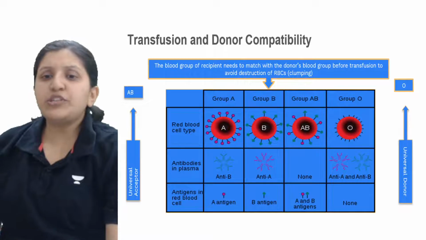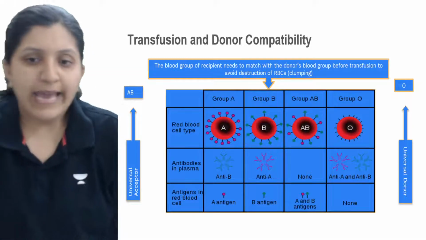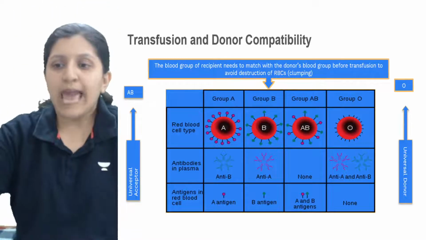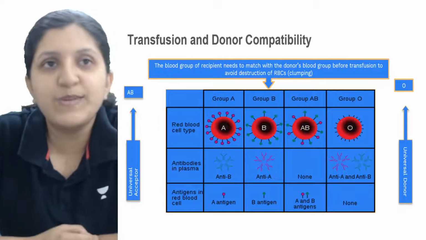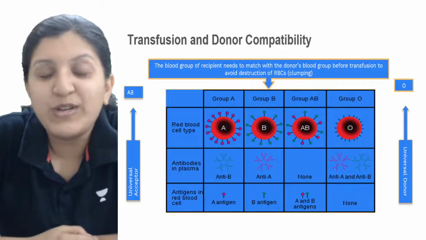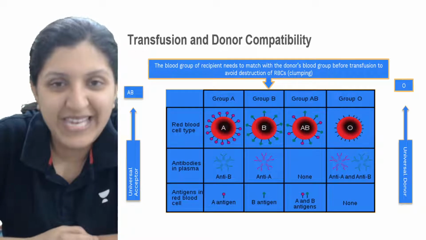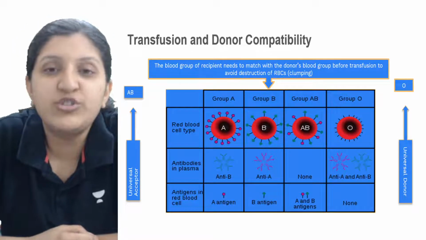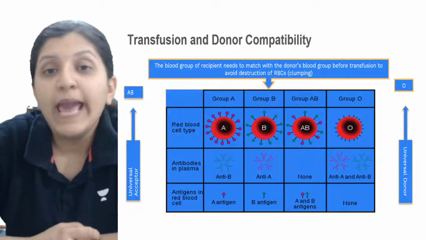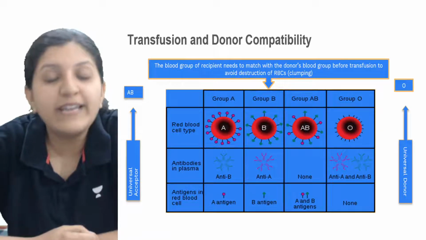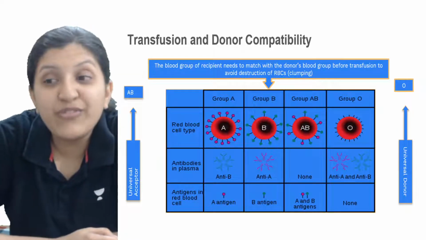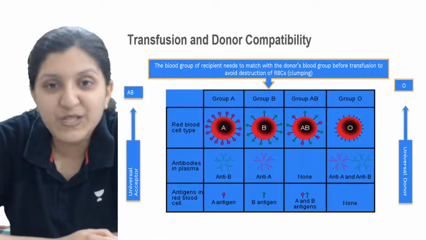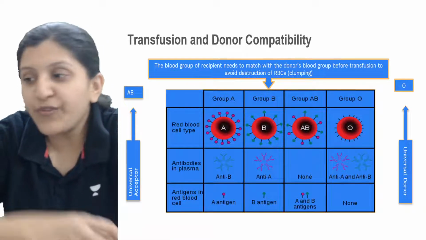Now, as mentioned here, AB is the universal acceptor, okay. That is because there are no antibodies in the plasma of AB. Then the universal donor, when we mention it, can donate blood to every other group. That is because there are no surface antigens on the surface of RBC in case of the O blood group.